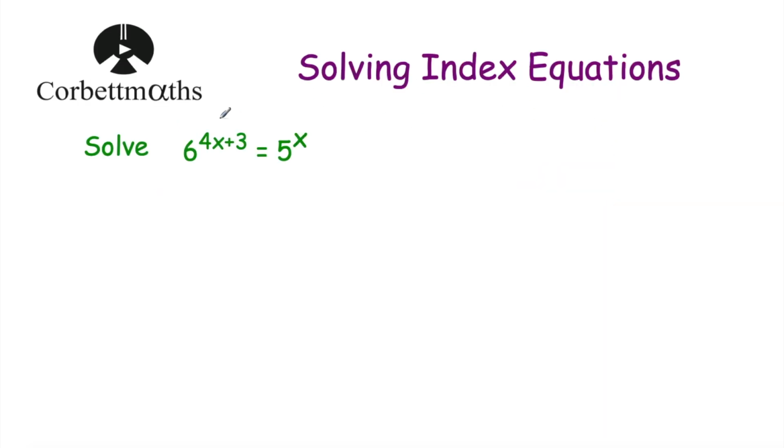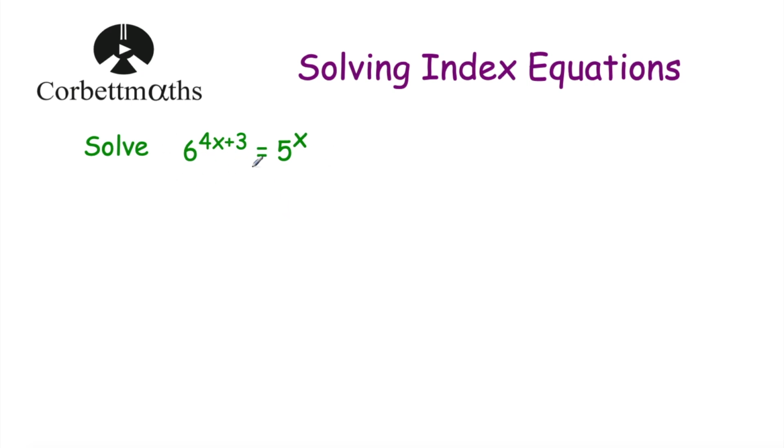Okay, so let's have a look at our next question. Our next question says solve 6 to the power of 4x plus 3 equals 5 to the power of x. This question is a bit different than the ones we've looked at so far, because in all the questions we've looked at so far, we've had the unknown as just one of the powers, but here you can see the unknowns are on both of the powers. So this time, we're not going to rewrite this as a logarithm. We're going to be using the approach where we're taking the logs of both sides, and we're just going to use that one approach for solving this question.